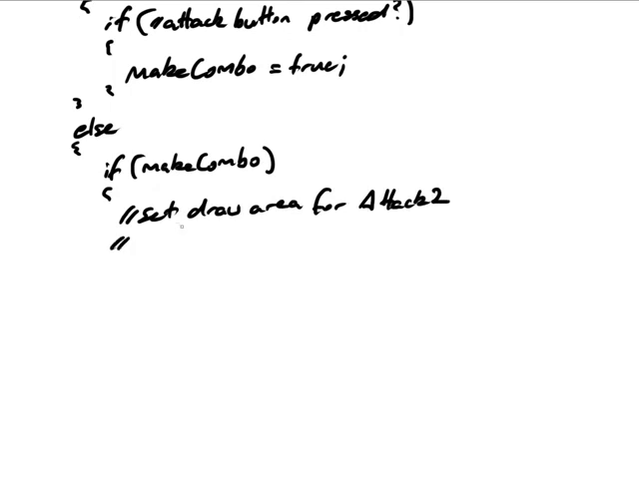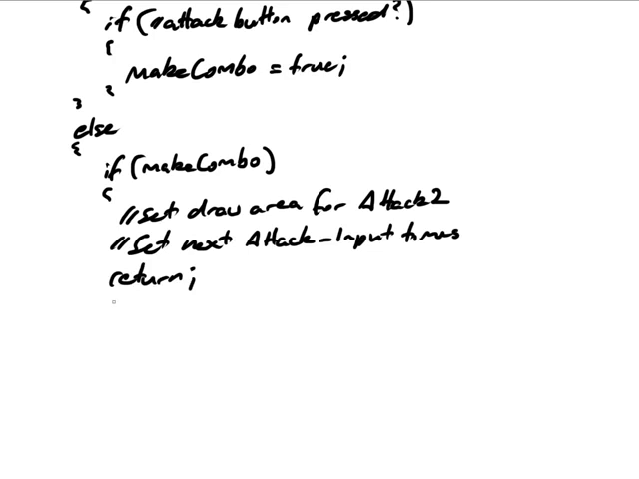And we also need to set the attack input times. Just like we did in the idle and walking state when we pressed attack. So that if make combo is there done, and inside our set draw area, we'll be calling set draw area. So if we've done this and we're making a combo, we'd better be sure to return and break out of all that.